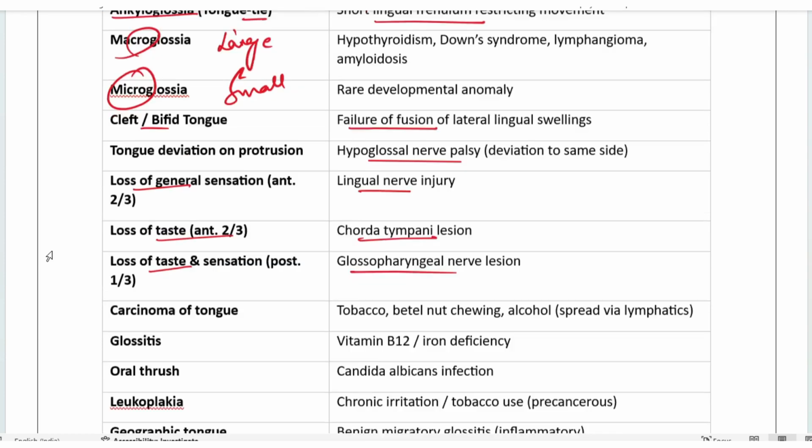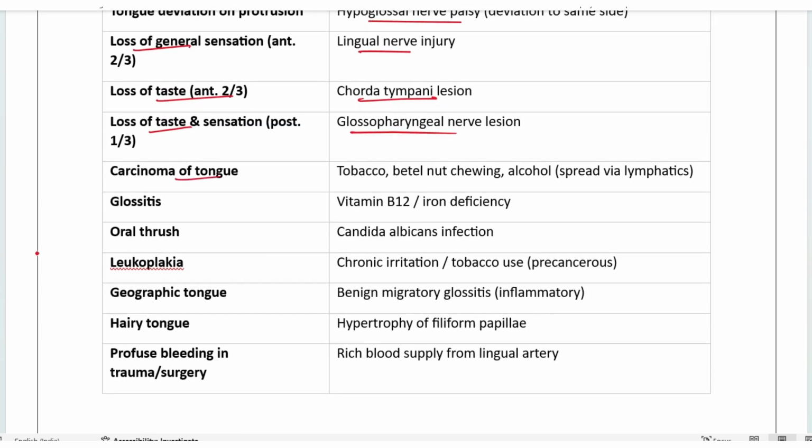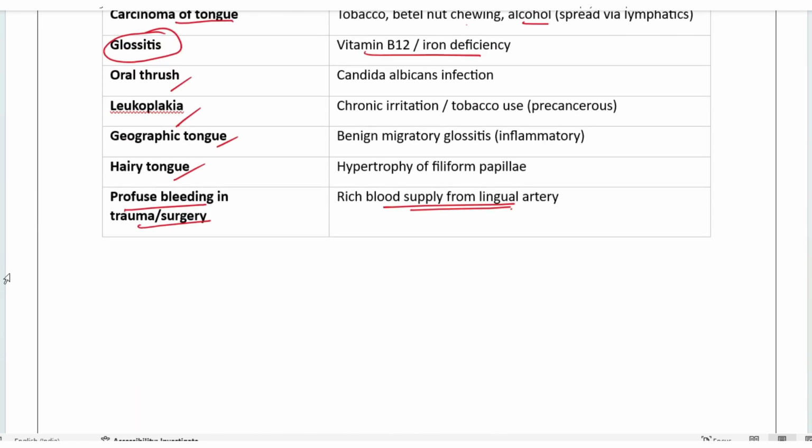You can also mention the carcinoma of the tongue, which can happen due to tobacco, betel nut chewing, or alcohol. You can also mention glossitis, which happens because of vitamin B12 or iron deficiency. Then you can mention leukoplakia. Oral thrush is nothing but fungal infection, that's candidiasis. Hairy tongue, geographic tongue, and profuse bleeding in surgery or during trauma is because of injury to the lingual artery. Okay, so this covers your first 10 marker in brief on muscles of tongue.